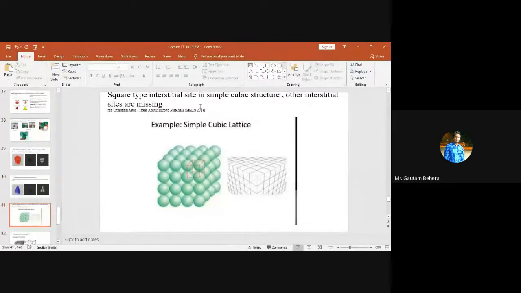Now square type interstitial sites or voids in a cubic structure. In a simple cubic structure, just have a look. Here atoms are not sitting on the valley positions. The atoms are sitting one above another. This is one layer of atoms, this is another layer of atoms, this is another layer of atoms, this is another layer of atoms.